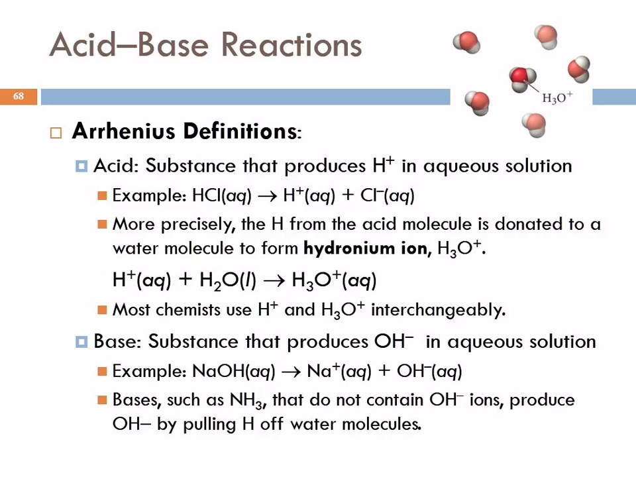So that's the Arrhenius definition of an acid. A base is a substance that produces hydroxide ions in aqueous solution. So something like sodium hydroxide. This is a soluble ionic compound. Sodium compounds are soluble. When this dissolves, it forms sodium ions and it forms hydroxide ions. Bases such as ammonia. Ammonia is a base, but it doesn't have OH in it. It still forms hydroxide ions in solution by pulling the hydrogen off of a water molecule.